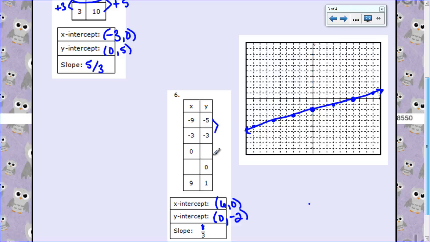My change from negative 5 to negative 3 is going to be a change of 2, and my change from here to here is going to be plus 6, and so when I do 2 over 6, that reduces to 1/3. So that's how I knew my slope was 1/3. So that's the deal. I had my slope, I used it to fill them in, and so my y-intercept is 0, negative 2, and my x-intercept is 6, 0.